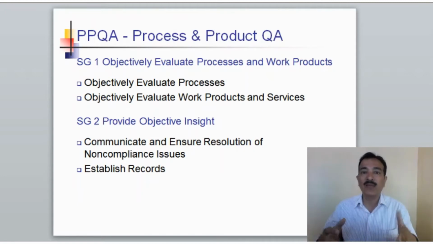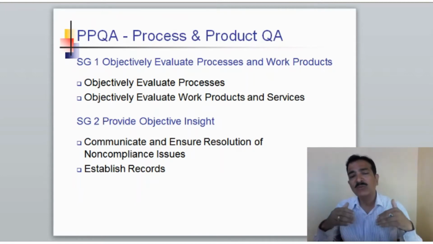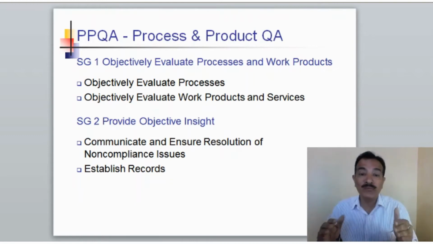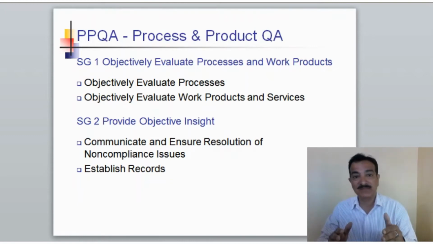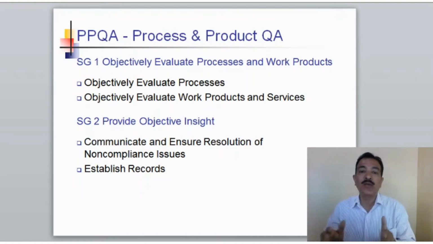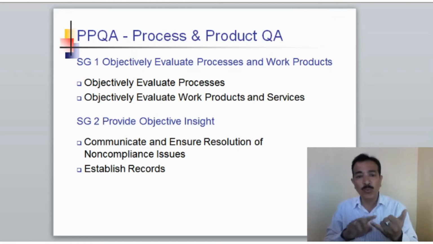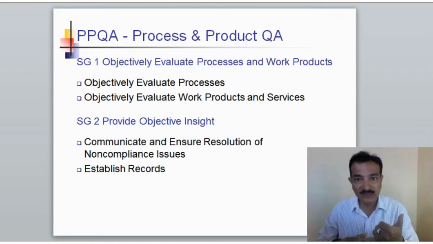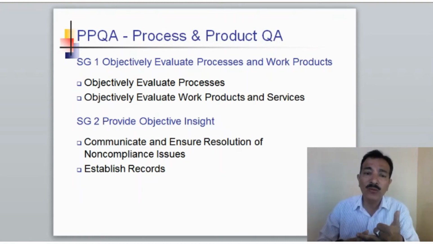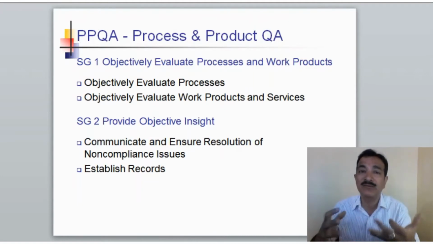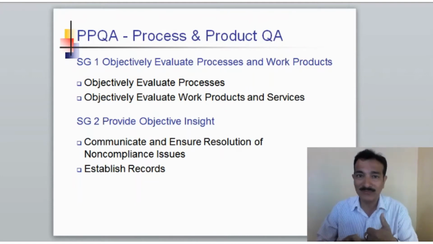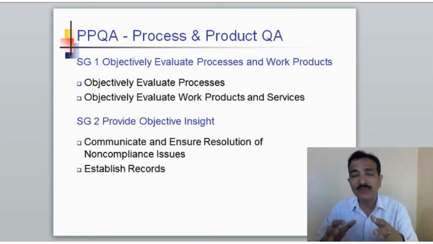Okay, you may be having a checklist, etc. So whether you are evaluating the work product and services. So you objectively evaluate the work product and the service. The second is provide objective insight. So there are two specific goals basically. You will evaluate the process and work product. You will provide insight into whatever you have actually evaluated.